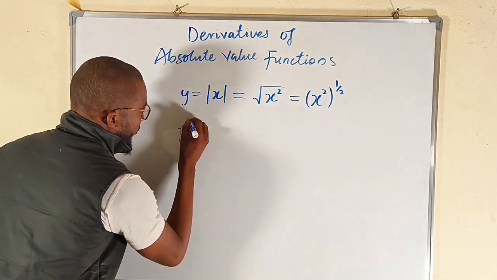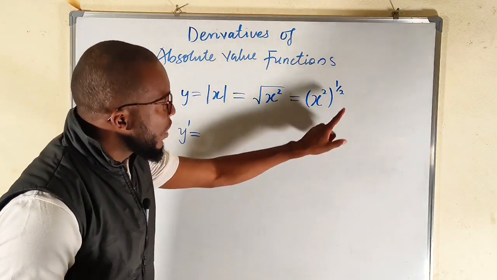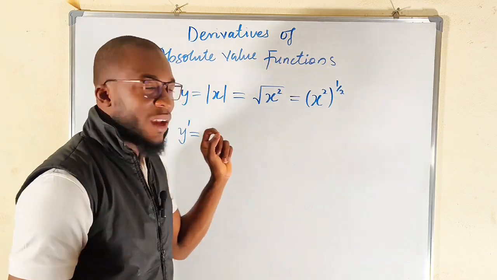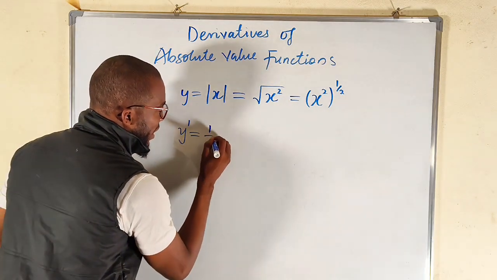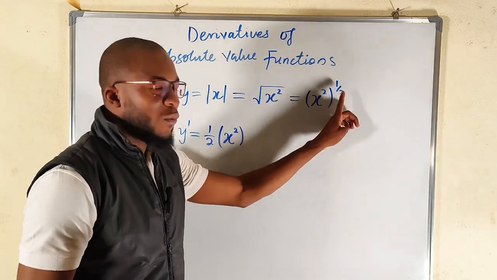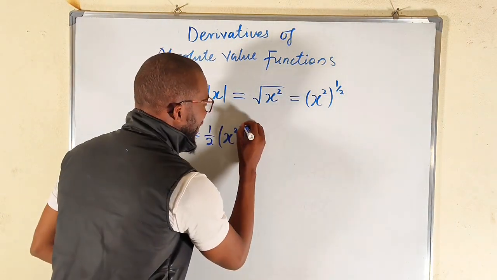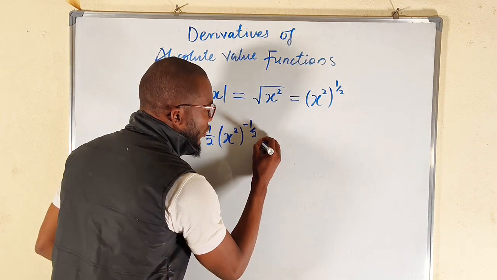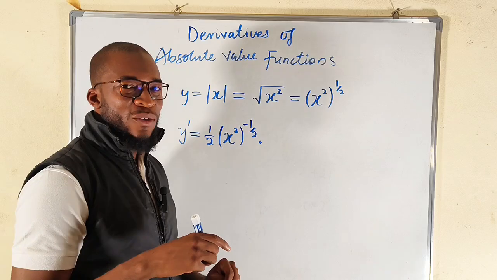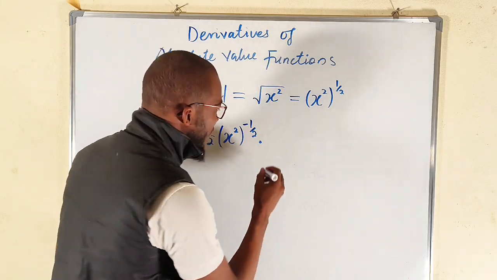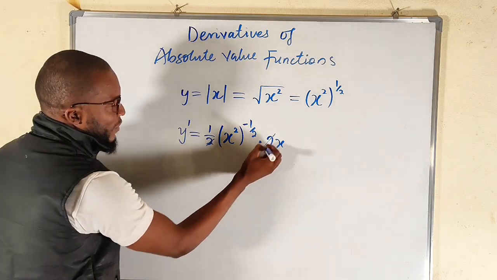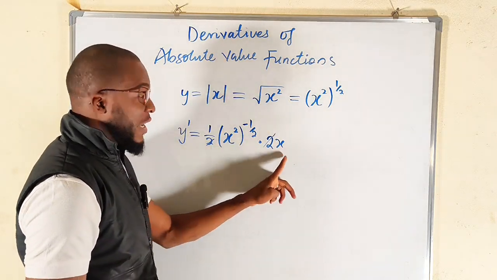y prime is equal to, this power can drop down to multiply, then you subtract 1 from the exponent. So 1 over 2 drops down, you multiply by x squared raised to the power of 1 over 2 minus 1, which is negative 1 over 2. But remember the chain rule, you have to multiply by the derivative of the inner function, which is x squared. If you differentiate x squared, you have what? 2x. By multiplication, this 2 and this 2 will cancel, leaving only this times x.